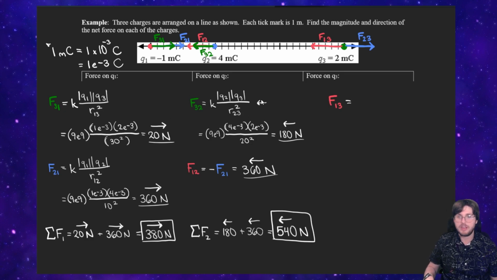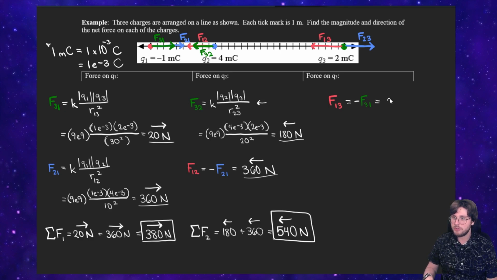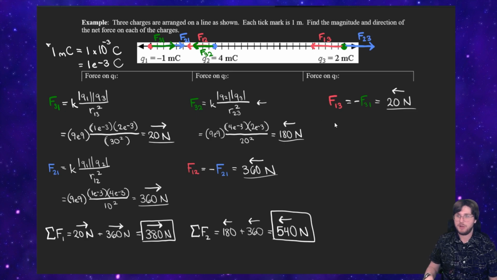So over here, we can say that F13 is going to equal the negative of F31. So again, they're equal and opposite forces. This force, F13, is going to equal 20 newtons as a magnitude. It's going to be opposite in direction. So instead of going to the right, it's going to go to the left, like that. Cool. Then finally, we have F23, our final force.